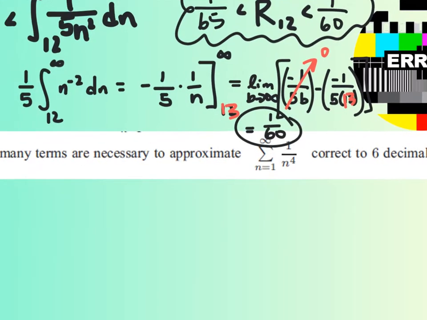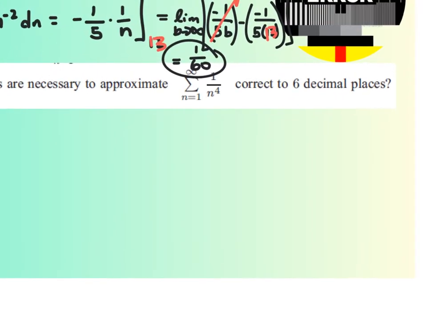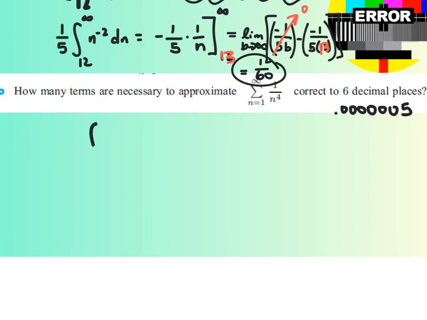There you have it. In part B, we're going to approximate how many terms are necessary to get this thing correct to 6 decimal places. 6 decimal places would be 6 zeros with a 5 at the end. So I want to take the integral from some number k to infinity of n to the negative 4th dn, and I want it to be equal to 0.00000005.